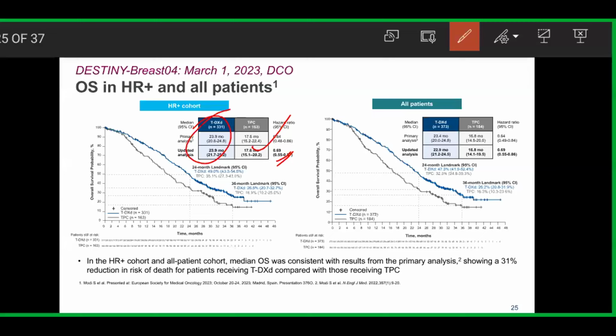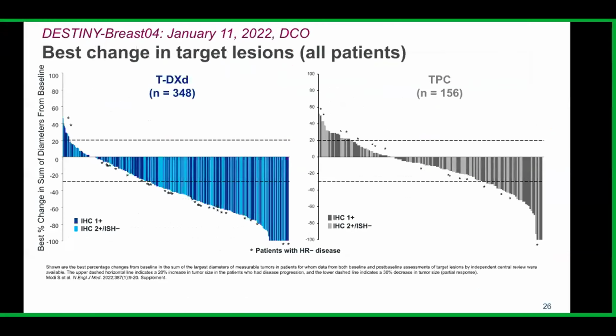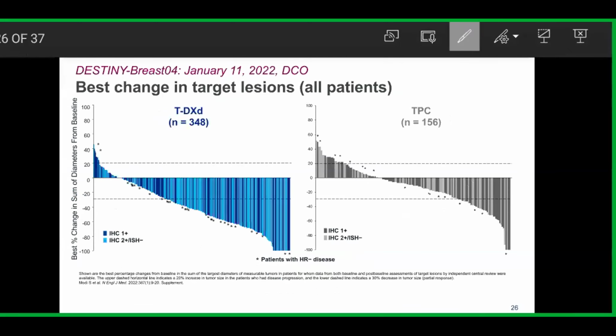That means there is a 30% reduction in the risk of death when you use T-Dxd in the HER2 low disease compared to any chemotherapy or any therapy of the physician's choice. And in all patients also, the benefit still holds good with a hazard ratio of 0.69. So with this, we can say that T-Dxd is a very good option, with the availability of the drug now, in the HER2 low disease, for those who have progressed on multiple lines of endocrine therapy as well as chemotherapy or targeted therapies.